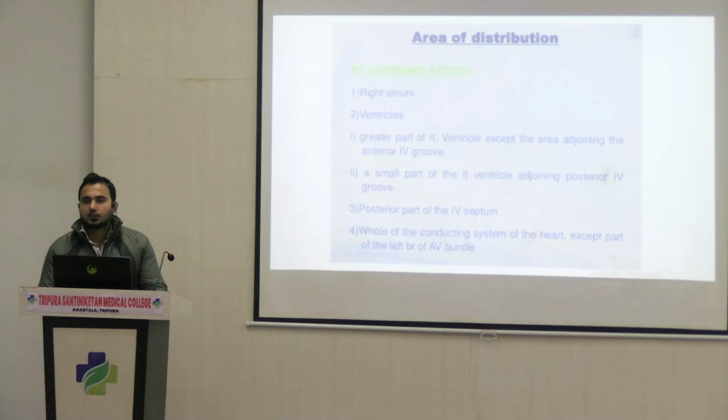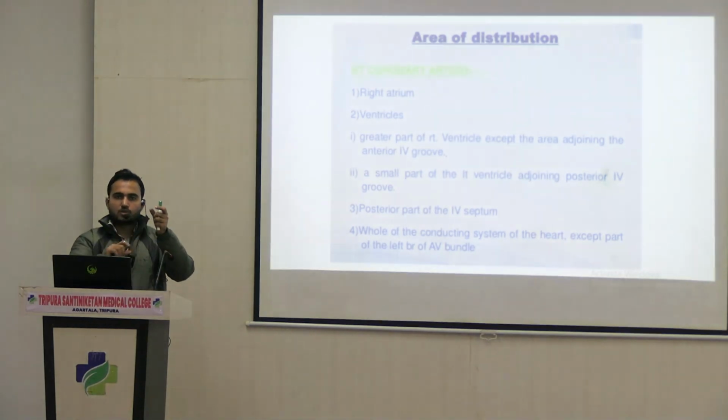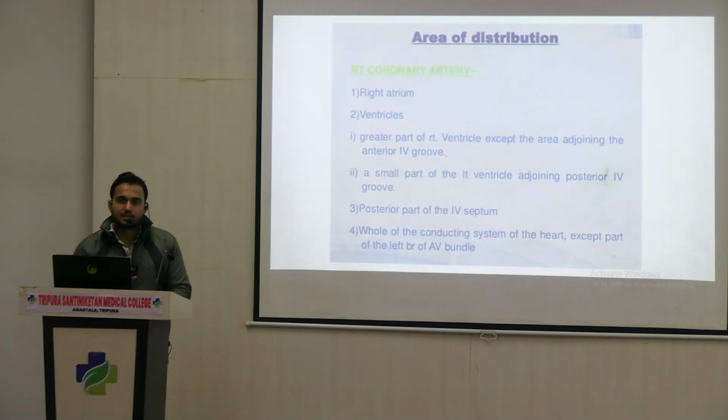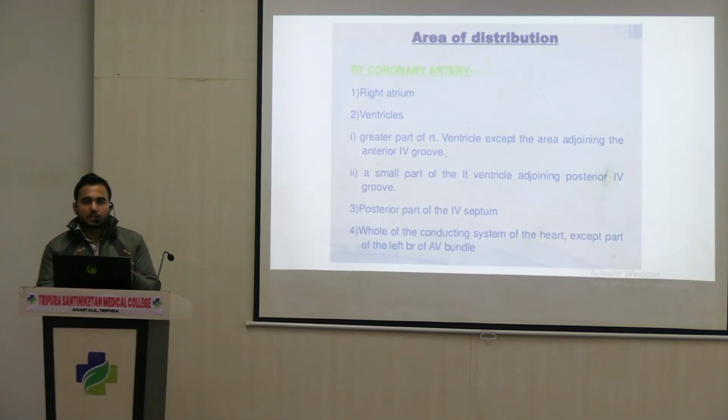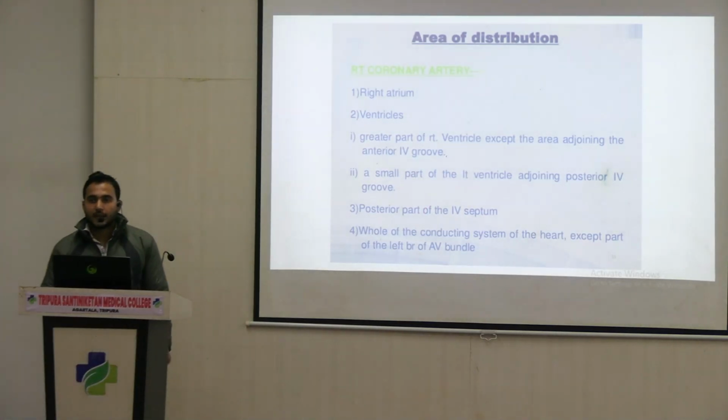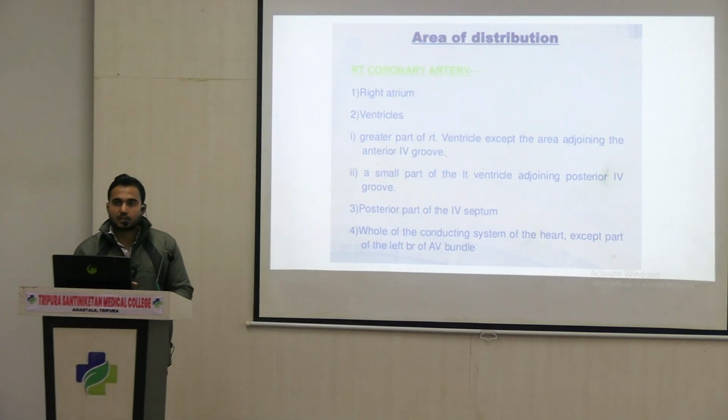So what have we studied till now? We have seen the origin, then the course of the right coronary artery, termination of the right coronary artery, and branches. How have we studied the branches? We have divided them into atrial rami and ventricular rami. And then we have seen where it supplies. Now, if we put all those things together, then we will get this area of distribution for the right coronary artery, and it is different from the left coronary artery.